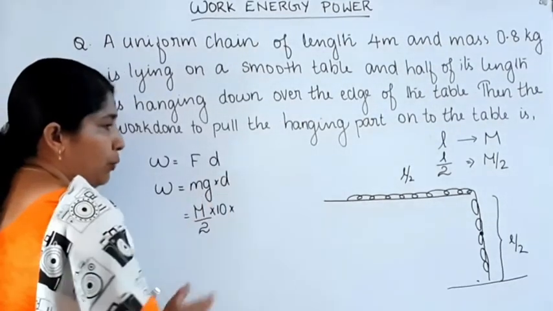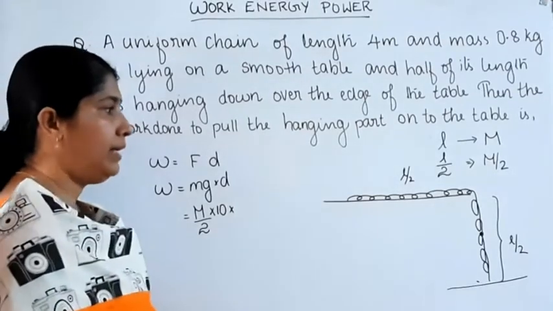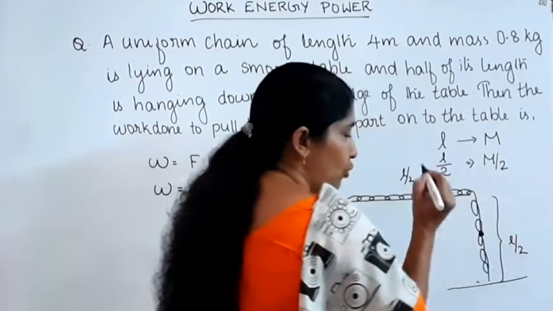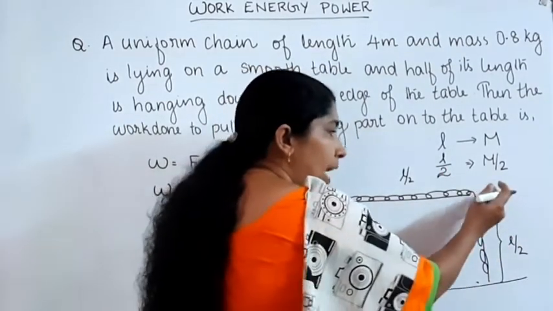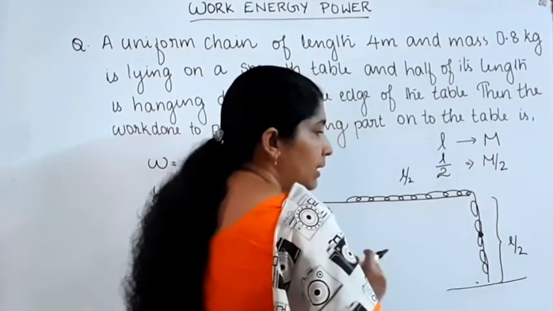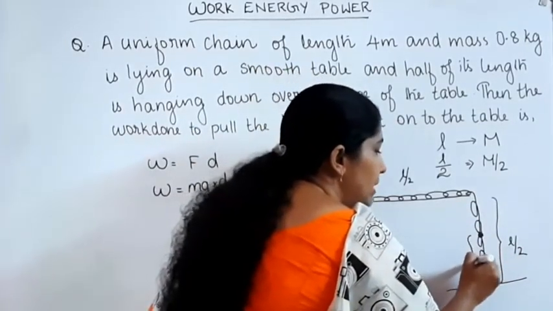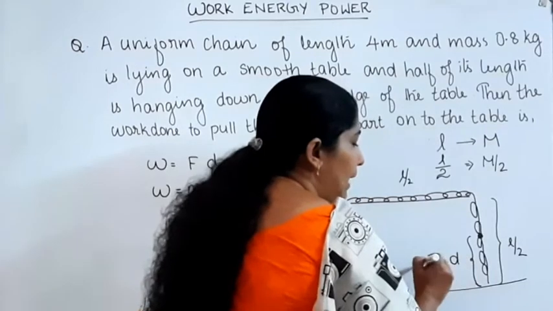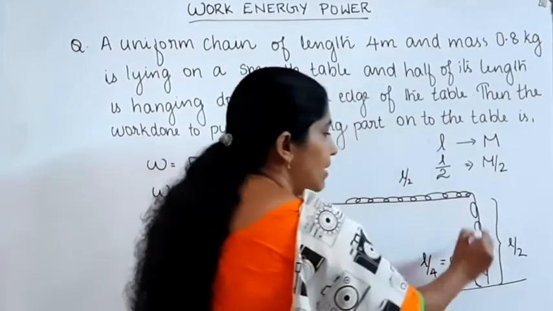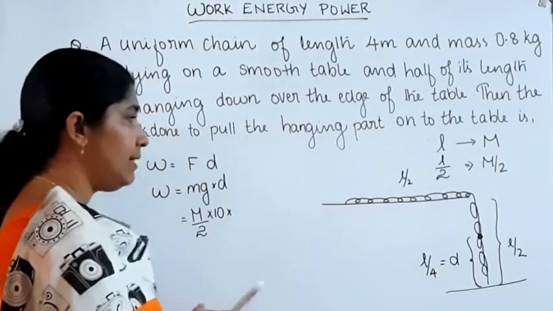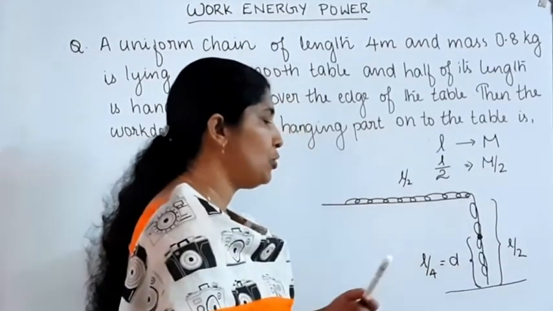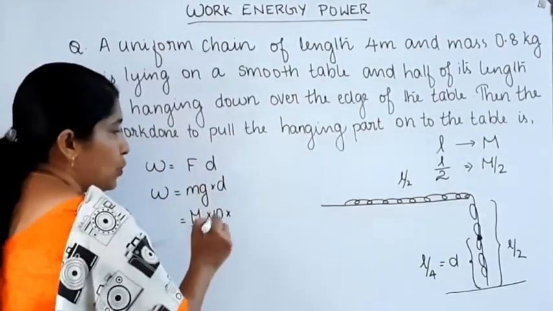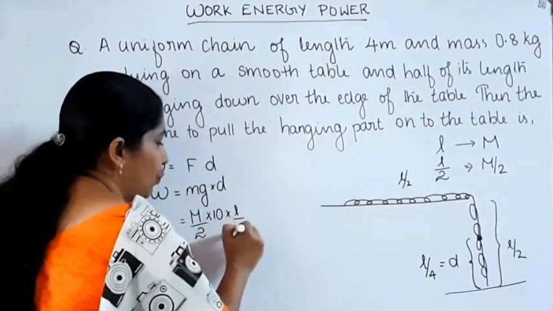Now we want to find d. In the case of a hanging part, height is always measured towards the center of mass. If L by 2 is the length of the hanging part, the height measured towards the center of mass is taken as d, which is equal to L divided by 4. This is a uniform chain, so the center of mass is at half of the hanging portion. Then d is equal to L by 4.